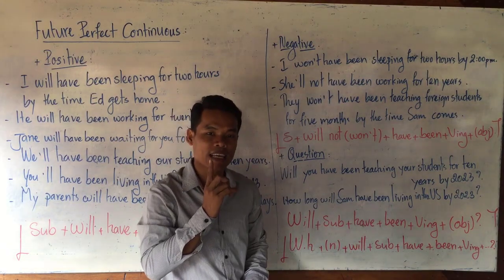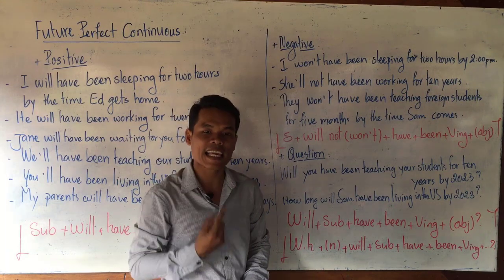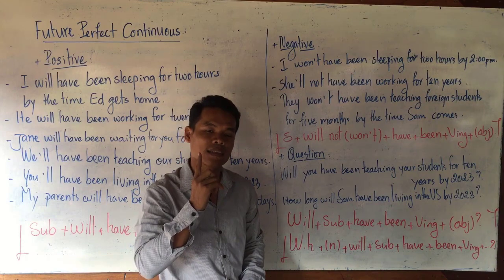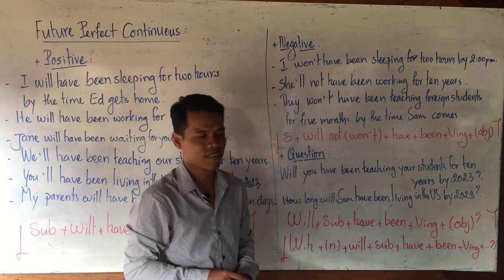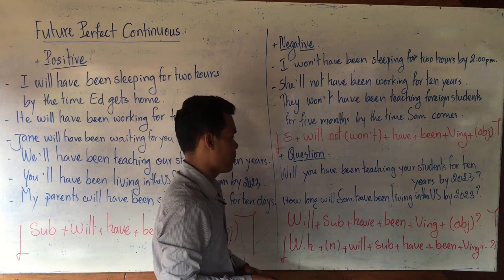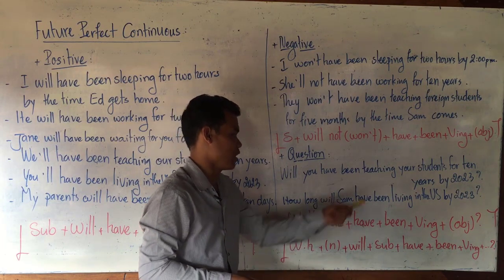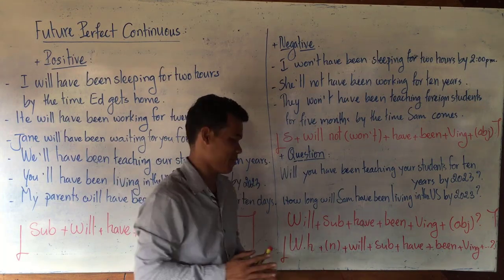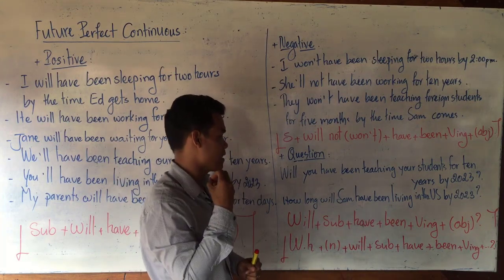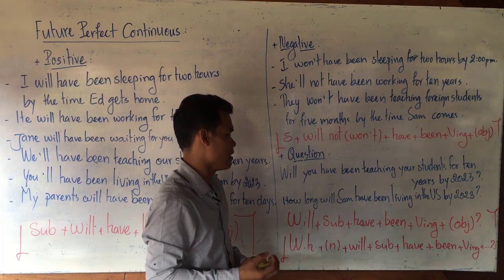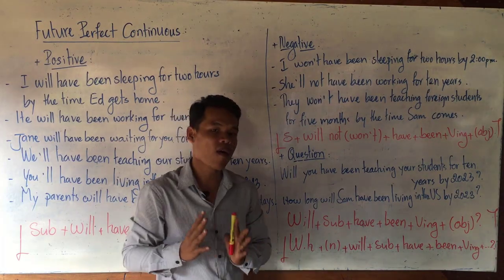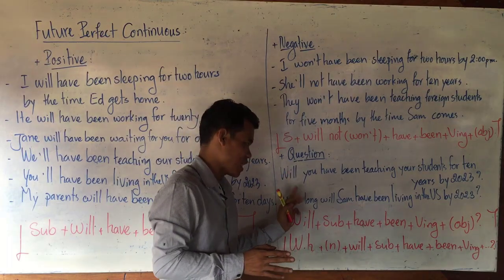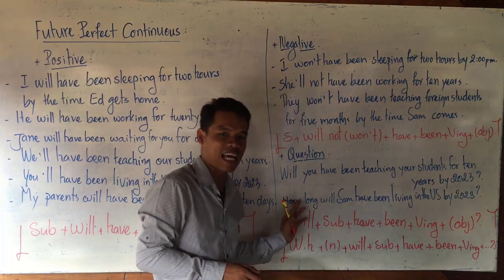If you answer yes, your answer is "Yes, I will." If you say no, it means you have to answer "No, I won't." That's it. Well, how long will Sam have been living in the US by 2023? It is not a yes or no answer, but the answer can be "Sam will have been living in the US for 20 years by 2023." Yes/no question, information question, or WH question.